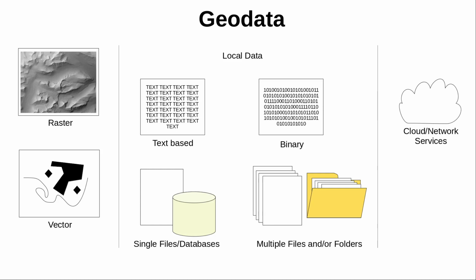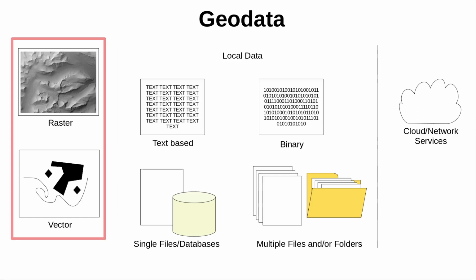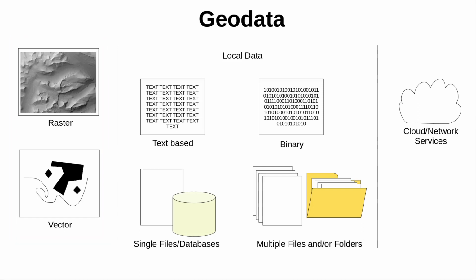Something about geodata. When we talk about geodata, we generally speak about rasters or vector data. In this video, I will mostly refer to vector data, even if some of what I bring up also applies to raster data. I will speak generally about vector data. There are other types of data as well, but this is good for now.